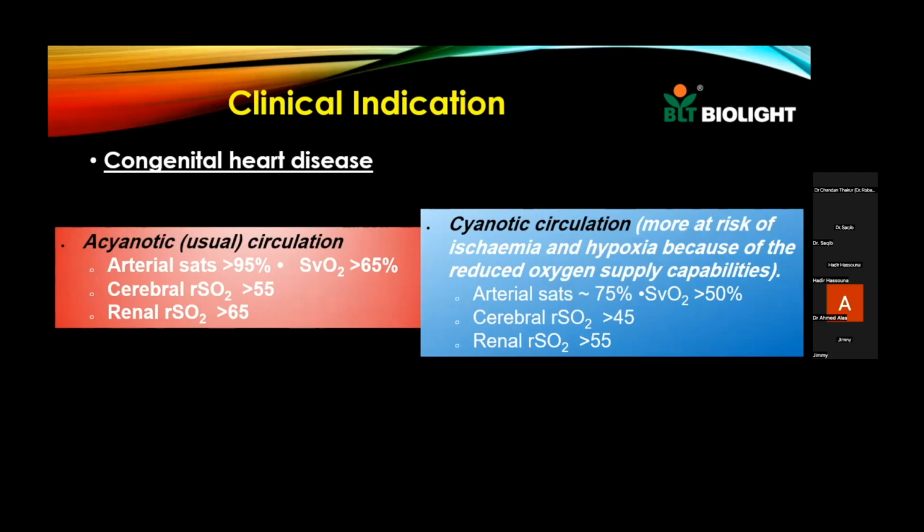Compared to that, in patients with cyanotic heart disease, they have more risk for ischemia and hypoxia due to reduced oxygen supply. The arterial saturation is about 75%, venous around 50%, cerebral saturation is more than 45%, and the renal is 55%. So during monitoring of children with congenital heart disease, it is important to know whether it is cyanotic or acyanotic disease, which gives us the reference here.